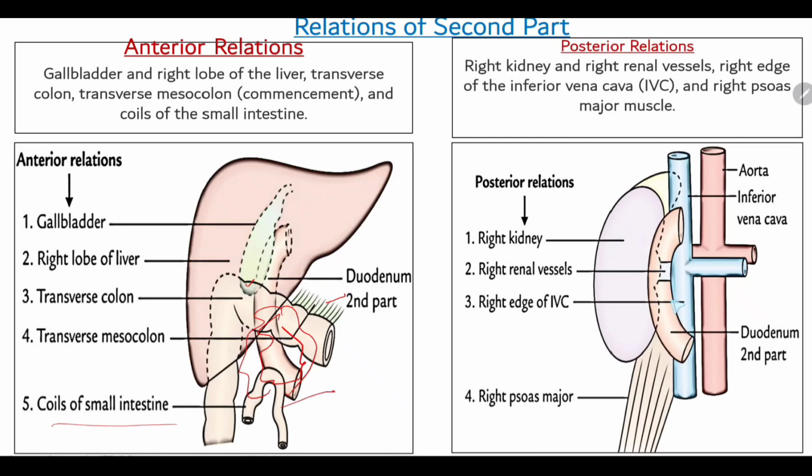In this diagram you are seeing the posterior relations. Behind the second part of duodenum we have the right kidney, then the right renal vessels, then the right edge of inferior vena cava, then the right psoas major muscle. So these are the structures posteriorly. Once again, the right kidney, the right renal vessels, the right edge of the inferior vena cava and the right psoas major muscle.